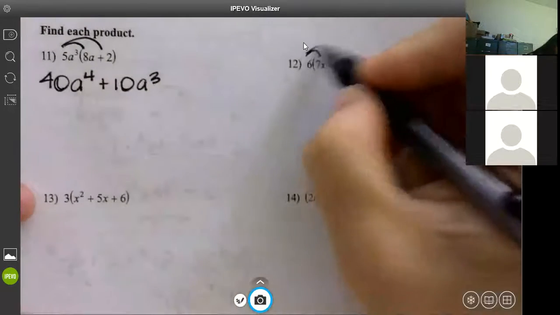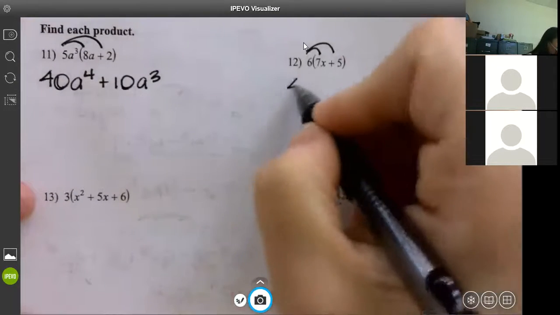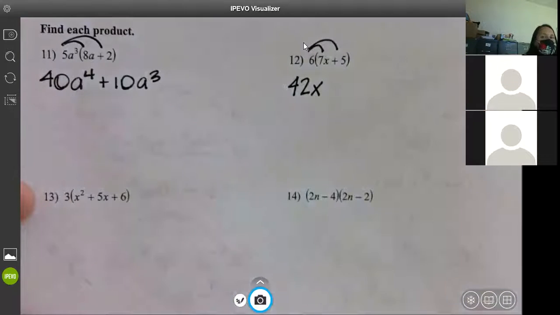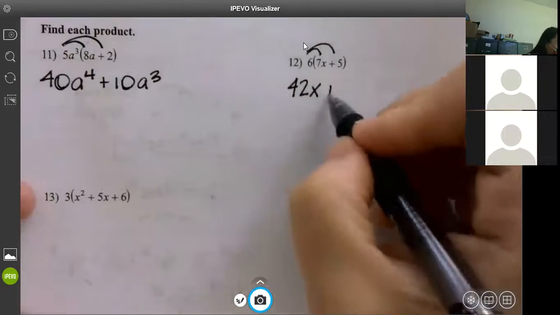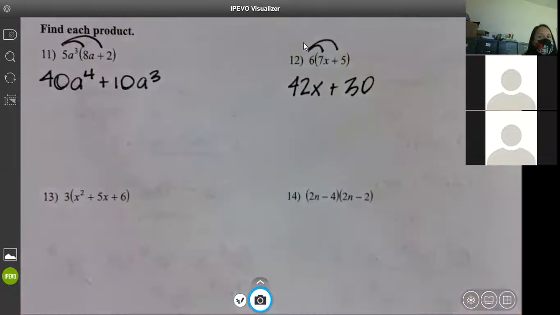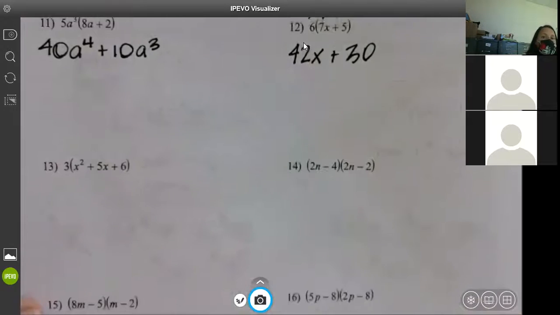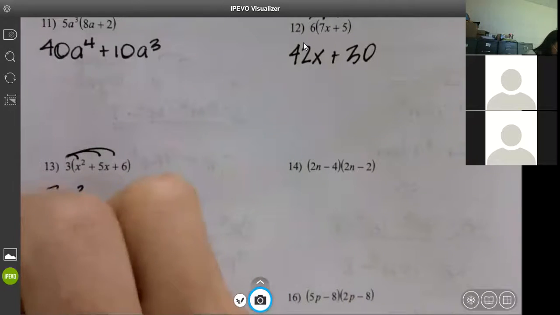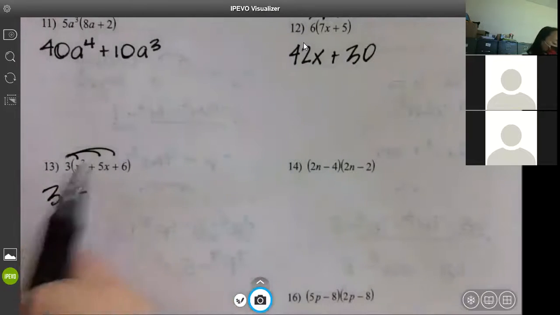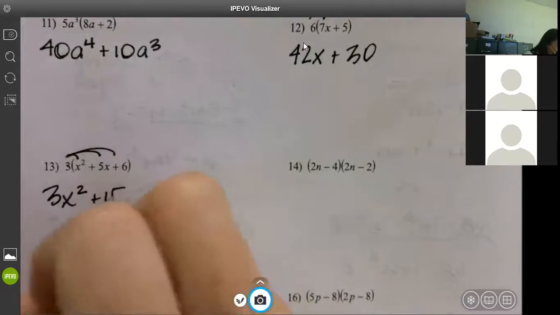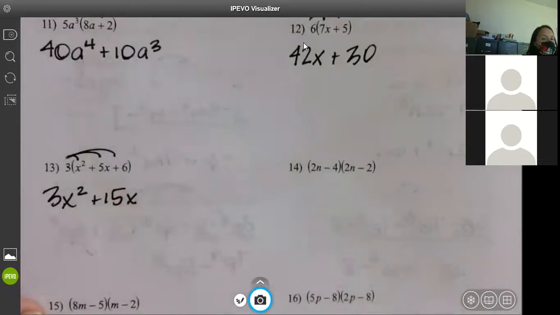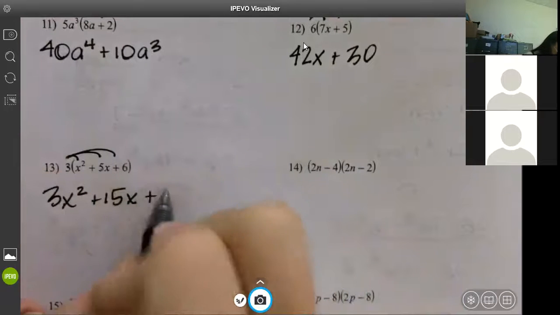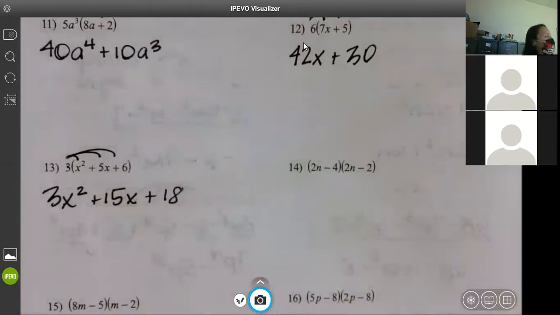We're going to distribute. 6 times 7x, 6 times 7 is 42, and there's only one x between them. 6 times 5 is 30, and there are no x's, so I don't put any x's on that. And again, it's multiple choice, so make sure you're checking it out. Make sure you're getting the right answer. On the next one, we're just going to distribute the 3. 3 times x squared, you just mush them together, 3x squared. 3 times 5 is 15, and they only have one x between them. 3 times 6 is 18, and there are no x's.